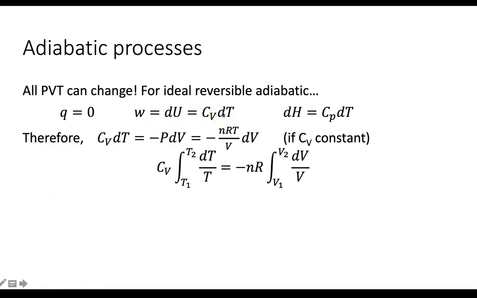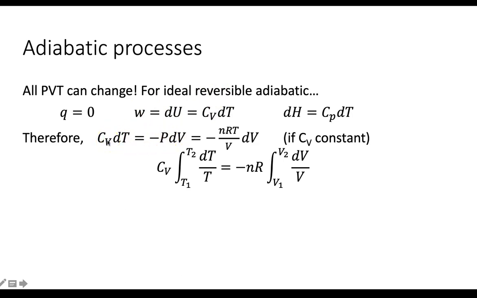Once again, it's still Cv dT. There's nothing changed about that. It's an ideal gas, so these quantities are the same. dH, same thing. But let's deal with this. So if we have work, it's reversible, so we know that's minus PdV. So we equate these two sides, right?